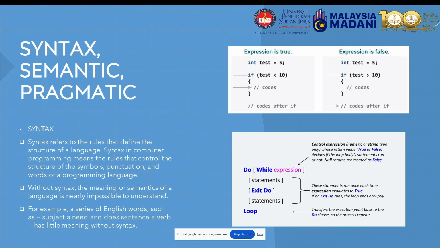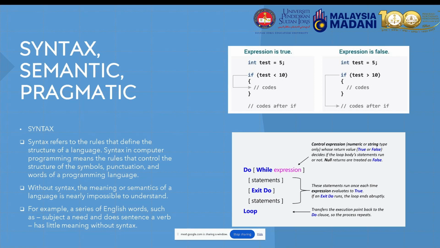The syntax is also known as the arrangement of the words, sentences, clauses, and also phrases, and also the relationship between the components. For example, a series of English words such as a subject need and does sentence a verb has little meaning without the syntax.